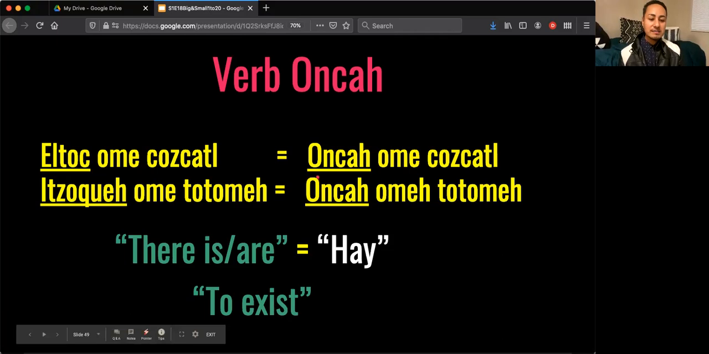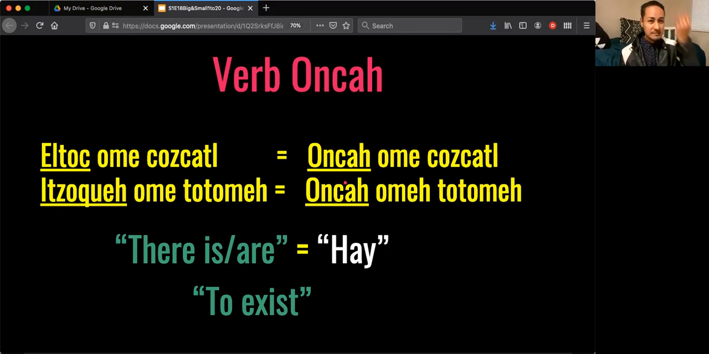Now notice that onka doesn't change whether it's singular or plural, it's always onka. That's how it's used in modern times. In classical times, this verb onka had the plural, which was onkate. So if you go back and read classical texts, you'll see that they would have said onkate, ome totome, something like that. But now in modern Huasteca Nahuatl, they say onka for singular or plural, it doesn't matter.